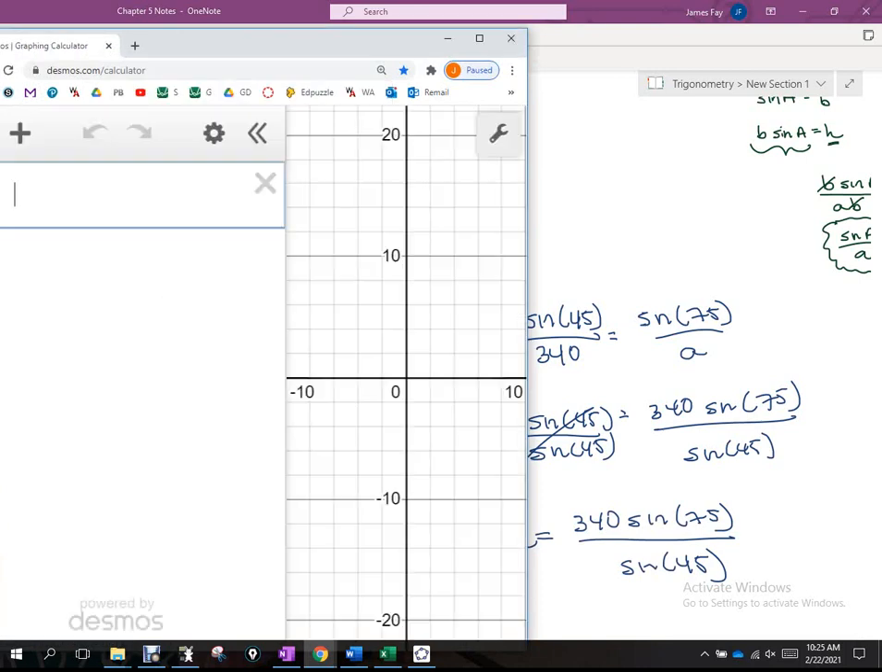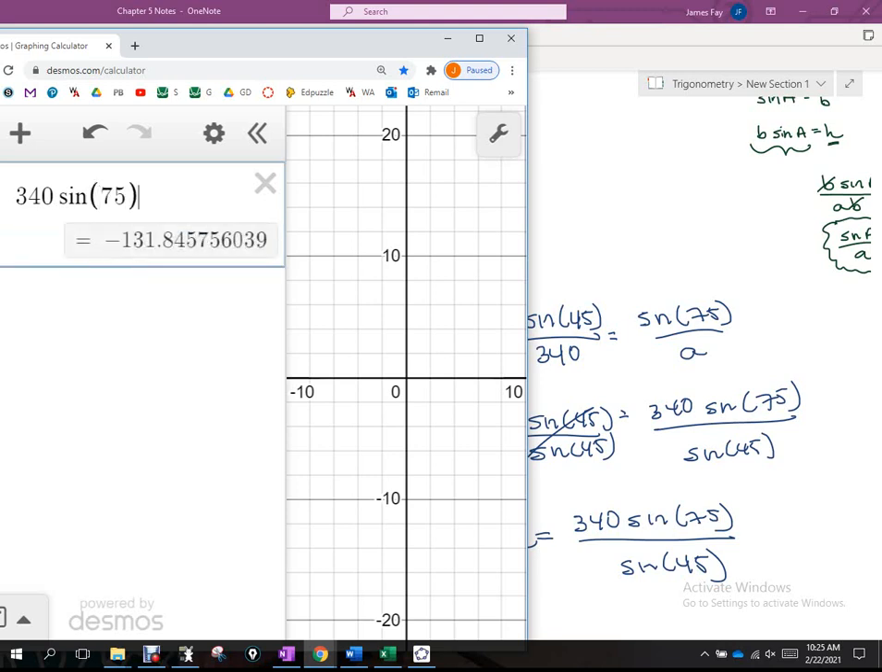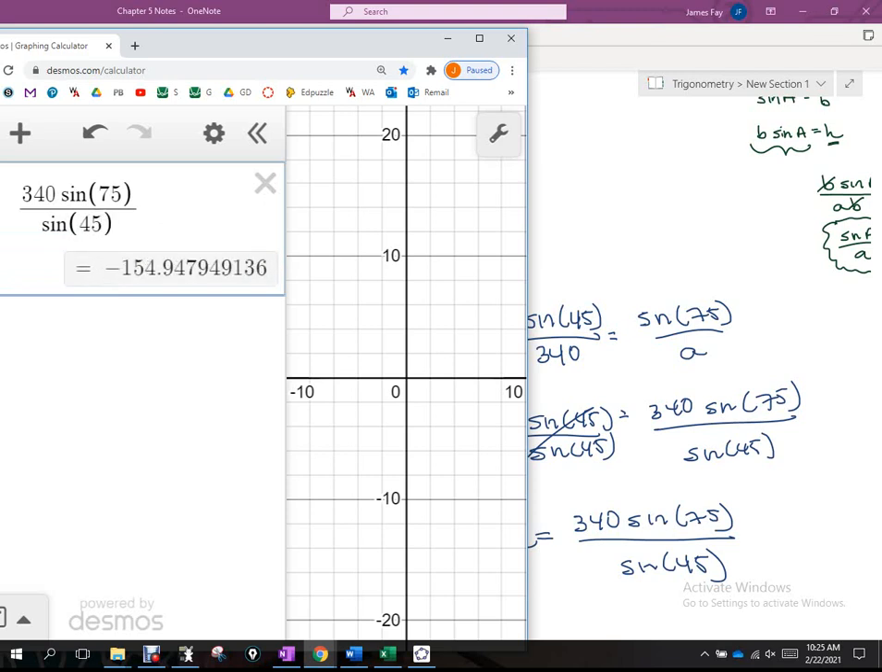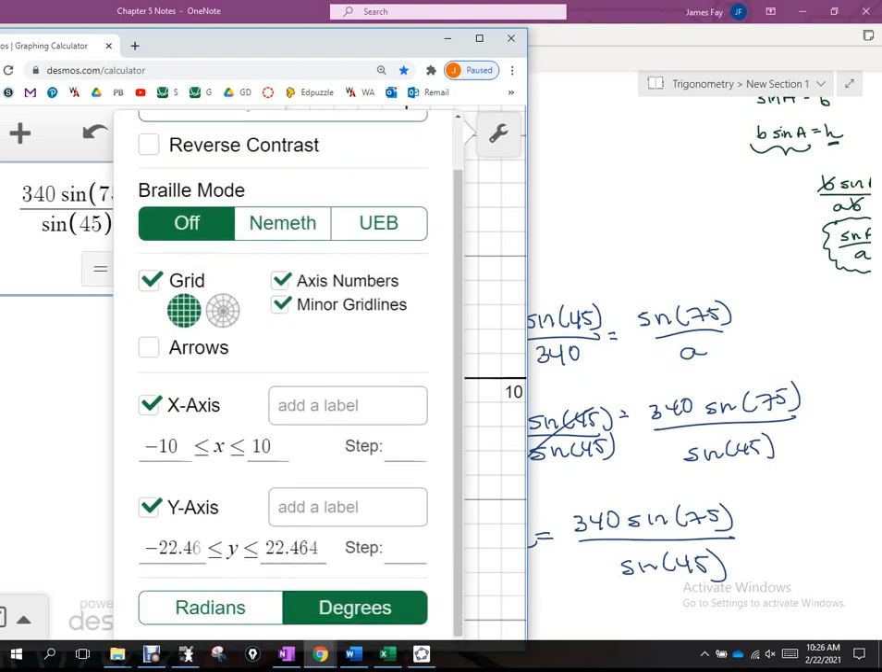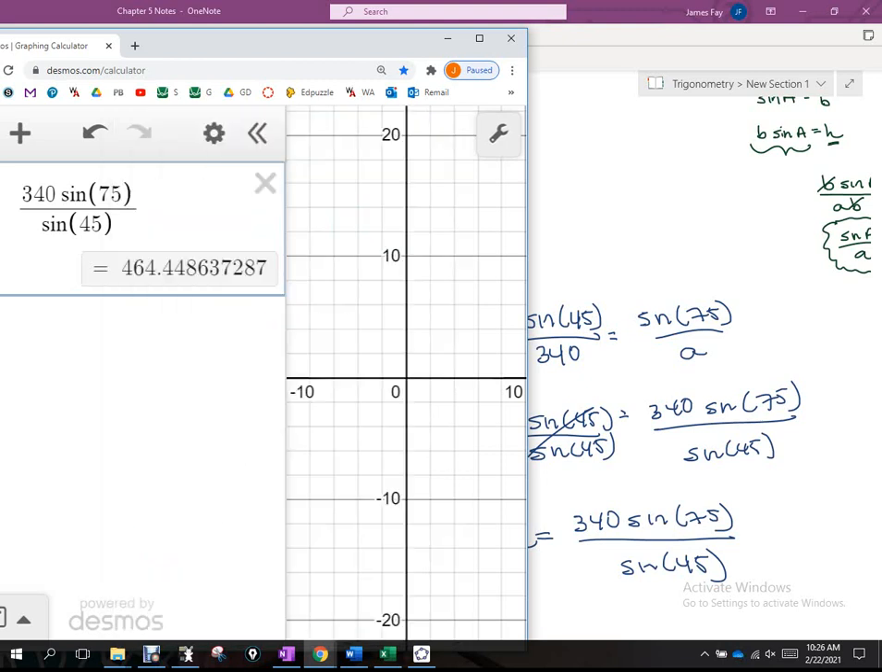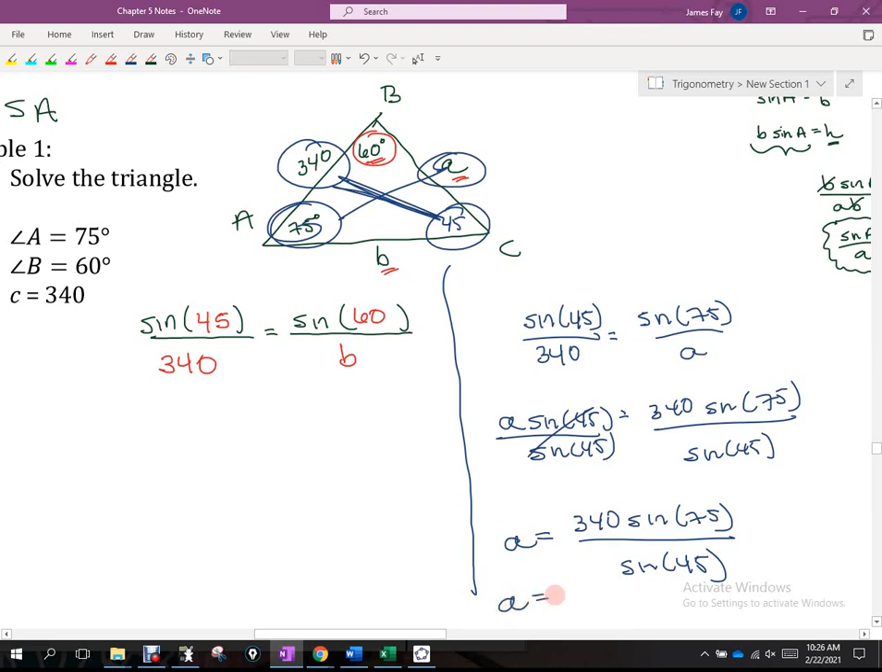Let's take Desmos, 340 sine of 75 divided by sine of 45. This might be one of the first times we've seen that we type everything in, and now the answer, I know I should be getting a distance, right? This answer tells me something about my calculator. It's in radians, because that answer doesn't make sense for a distance. So that should elicit that maybe I need to check my mode, change it to degrees, and there we get the distance for segment A, 464.45, or approximately that.